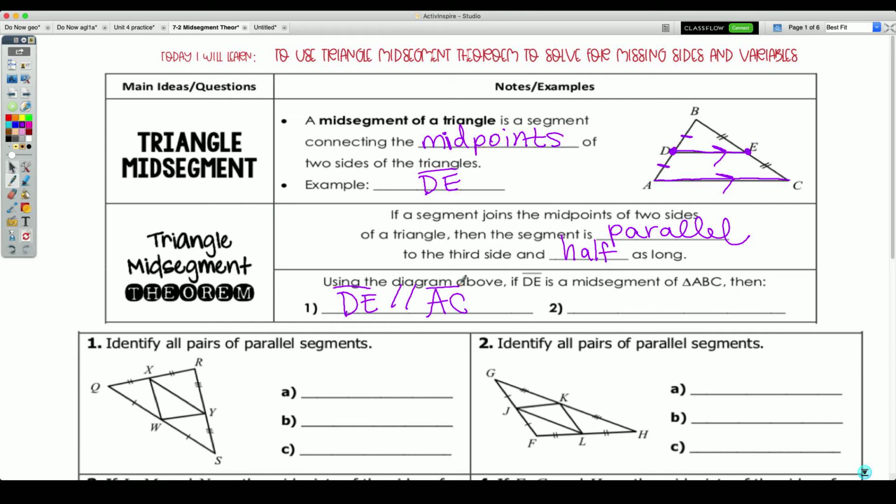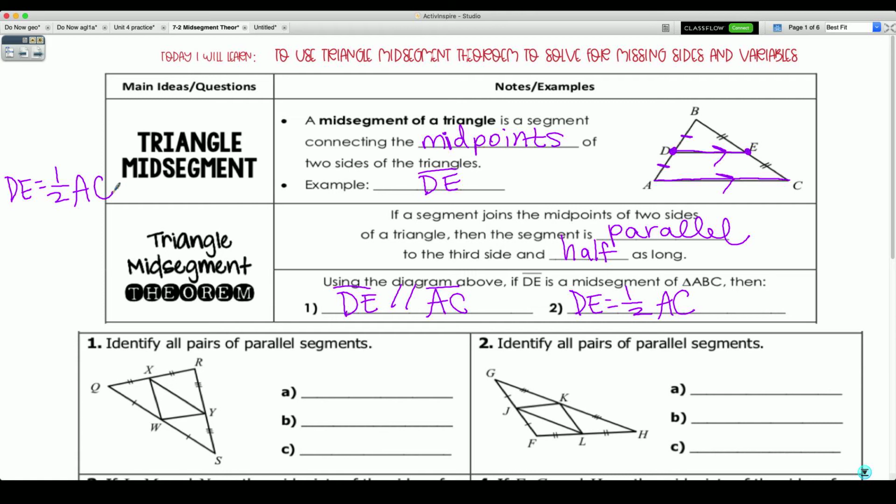So it is parallel, and then also half the length. So I could say that DE equals half of AC. So we can see it's shorter, obviously, so it's exactly half the length of that parallel side. I'm going to come off to the side and rewrite this in a different way. If I were looking at that as an equation, DE equals 1/2 of AC.